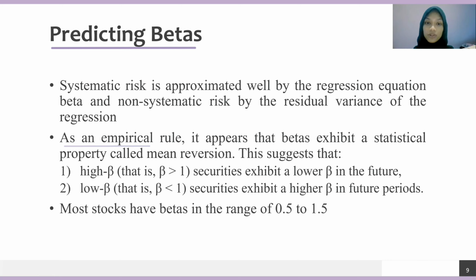So, predicting betas. The systematic risk is approximated well by the regression equation beta, and non-systematic risk by the residual variance of the regression. As an empirical rule, it appears that beta exhibits a statistical property called mean reversion. So we can suggest that first, a high beta, meaning a beta over 1, leads to a lower beta in the future. And the second one, a low beta, meaning a beta lower than 1, leads to a higher beta in future periods. Most stocks have a beta in the range of 0.5 to 1.5.